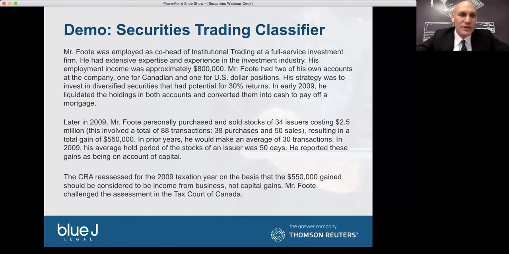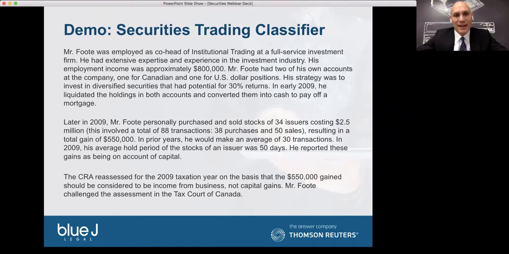And so we're going to turn now to this case. It's a case called Foote, just decided last year by the Tax Court of Canada. It's a real case. And we're going to see how this might be addressed by the securities trading classifier on Tax Foresight. So here's the deal.